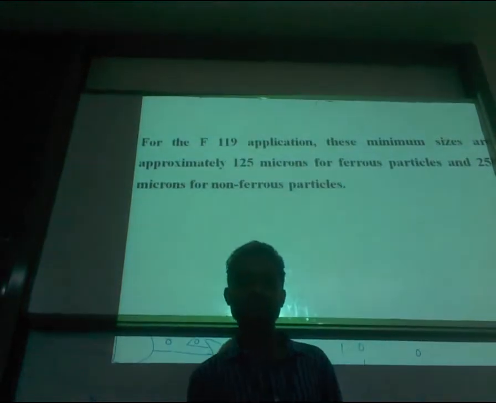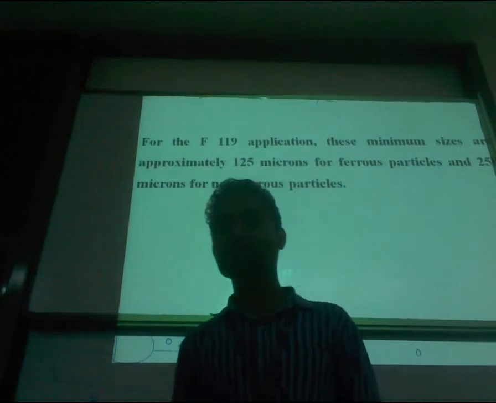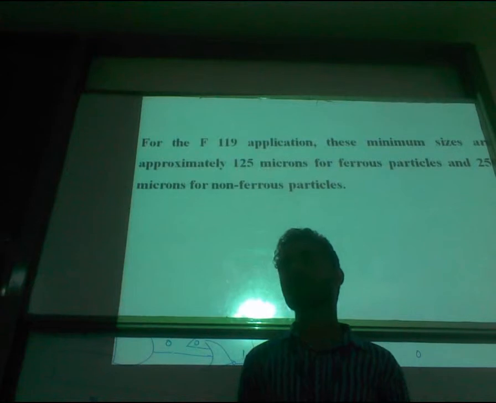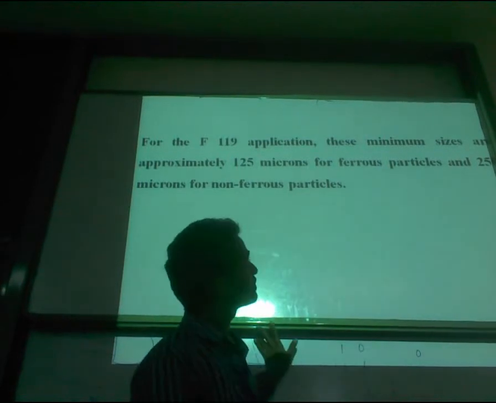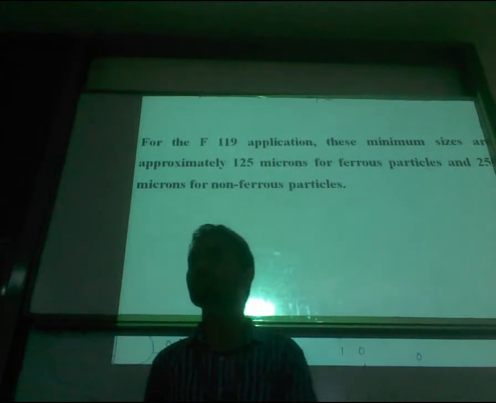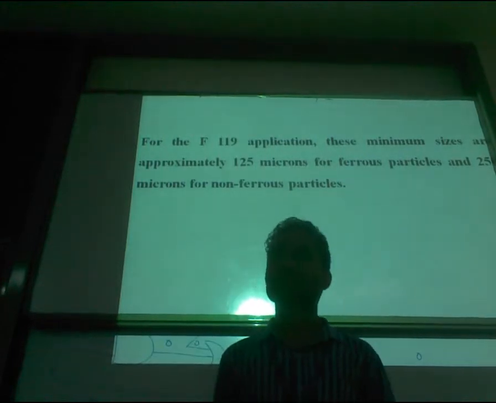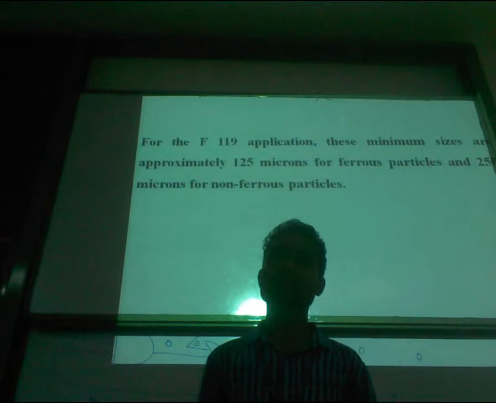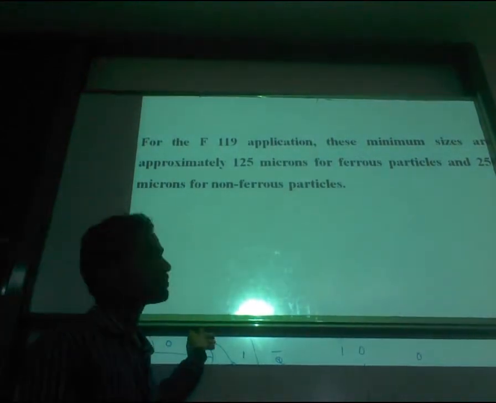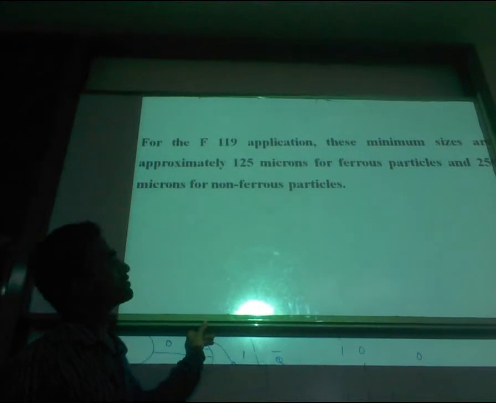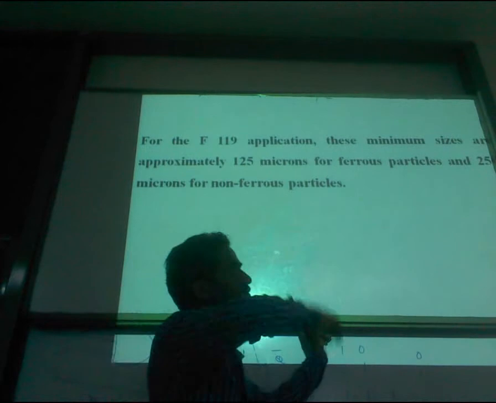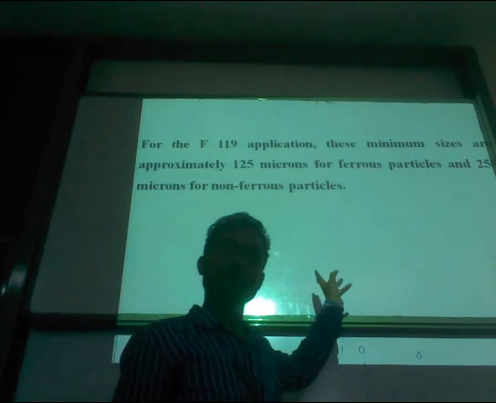For the F119 application, the minimum sizes are approximately 125 microns for ferrous and 250 microns for non-ferrous material. If we take the example of the F119 aeroplane, the least count of the minimum size of debris that should be measured inside the oil is 125 microns for ferrous, and for non-ferrous particles it should be 250. It means the oil debris sensor will count debris above this particle size.